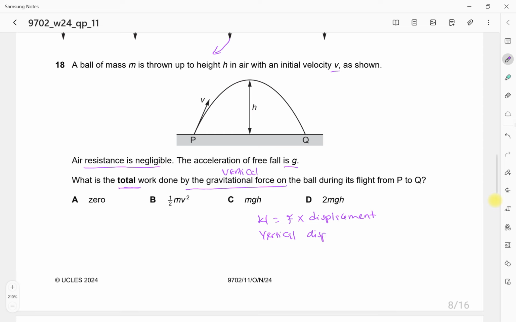Vertical displacement equals zero, which means the work done is automatically going to be zero, because the work done by the gravitational force depends on the vertical gravitational force and the vertical displacement. From P to Q, the vertical displacement is zero, so the answer is automatically going to be A, because P and Q are on the same level, so the displacement is zero. Therefore, the work done is going to be zero.